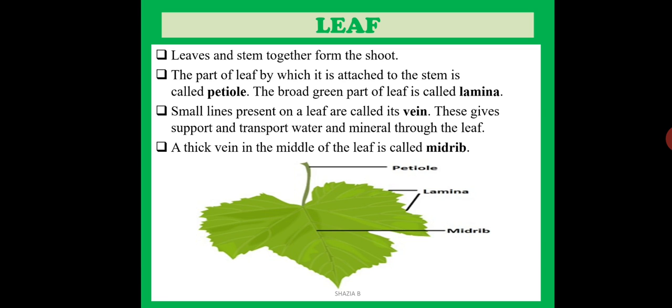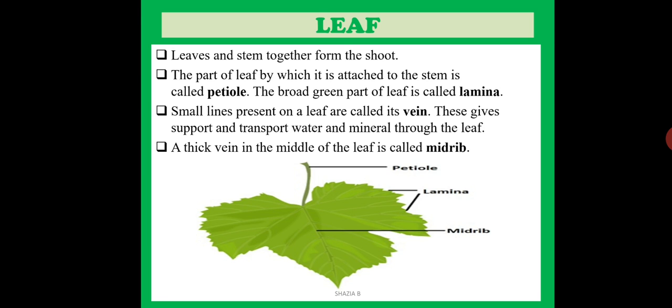Second part is petiole. Petiole is a flexible part that holds the lamina of the leaf. Here in this picture we can see which is the petiole and which is the lamina. The third part is the leaf base, which is where the leaf originates from the stem. So mainly three parts are there: lamina, petiole and the leaf base.